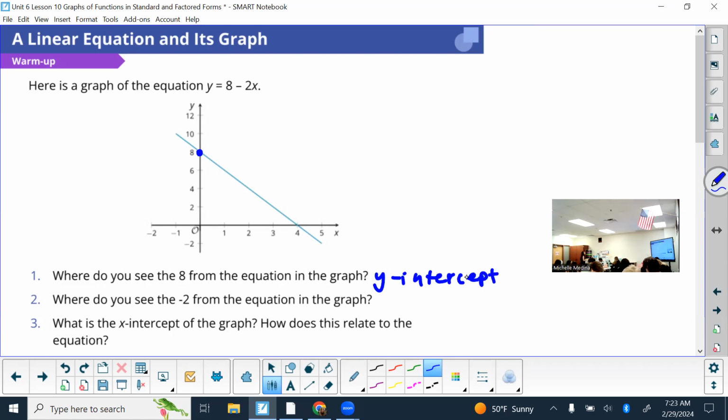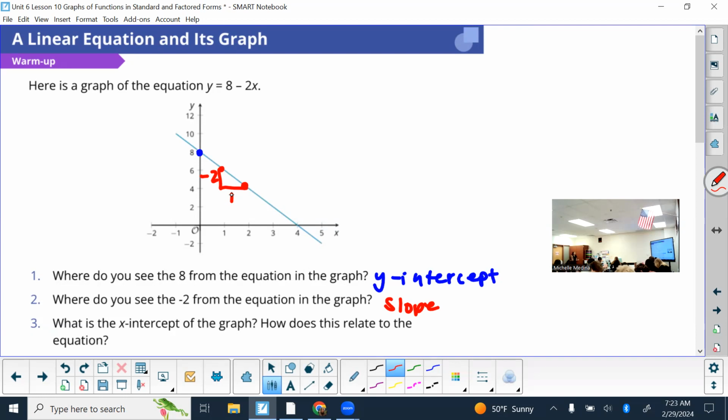Table 4, where do you see the -2 from the equation in the graph? That it's going down 2 for every 1. What do we call that? Slope. So the slope, and the fact that it's going down 2 in the y for every 1 interval on the x. Okay.